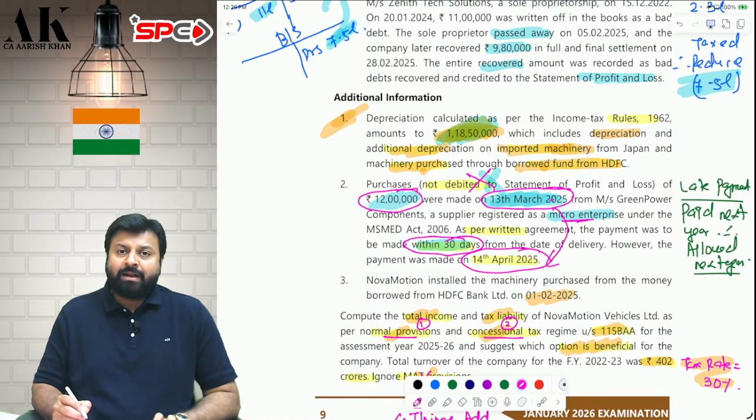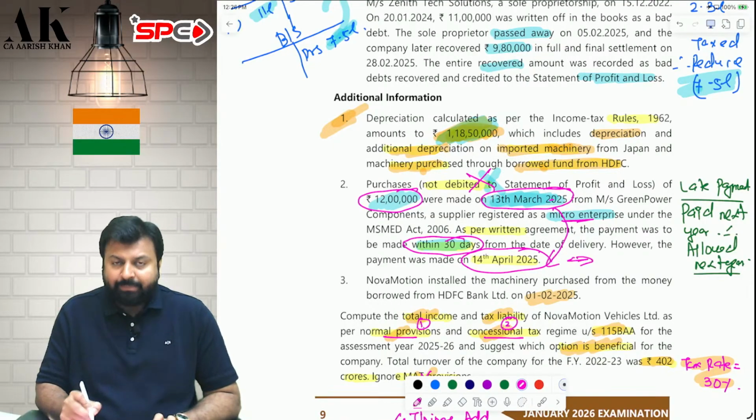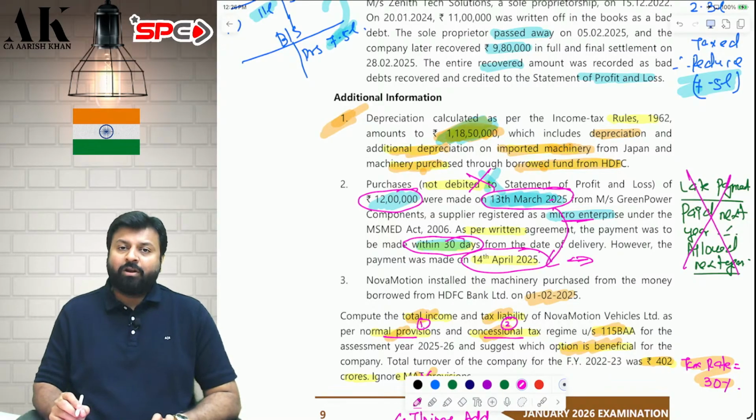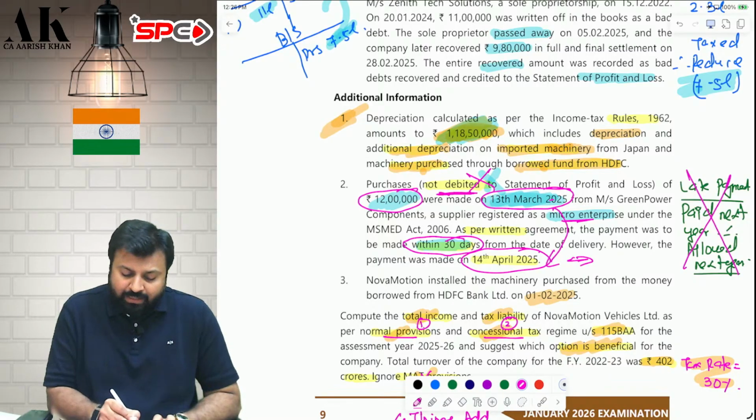Now, because you have made the payment after 30 days, you will be getting the deduction on payment basis. Now, the payment is happening when? Payment is happening next year, 14th April 2025. Therefore, in the current year, the expenditure will not be allowed. This is not debited to P&L. Therefore, don't take the deduction.